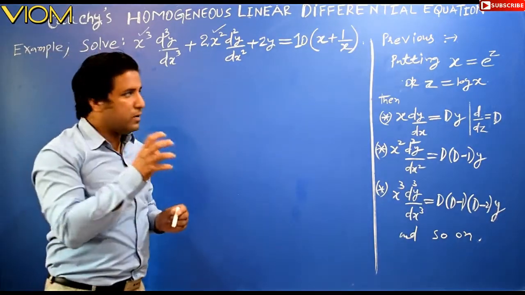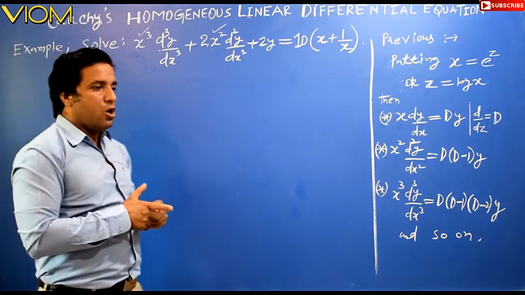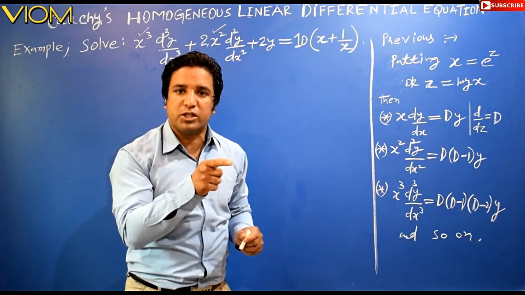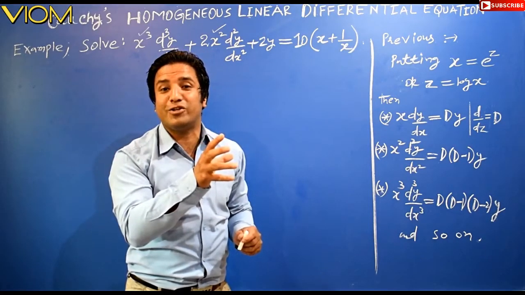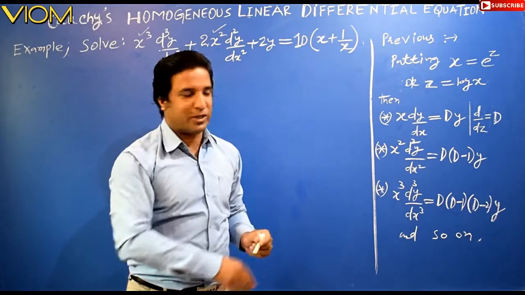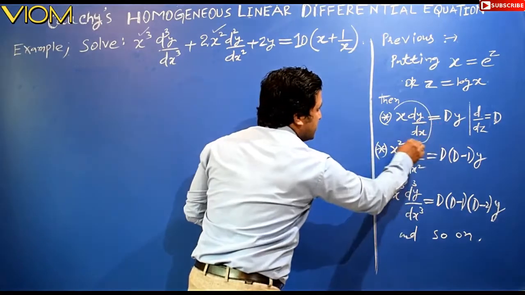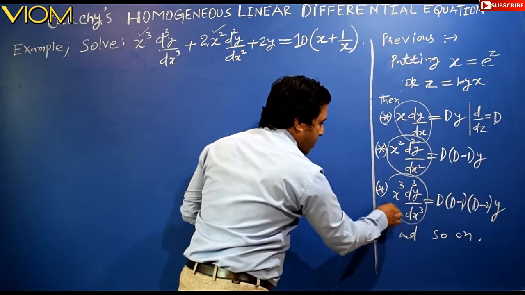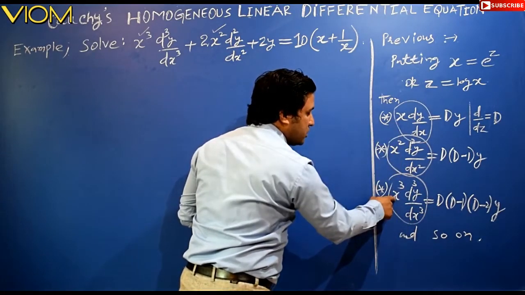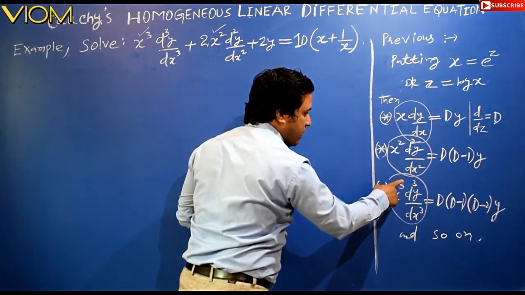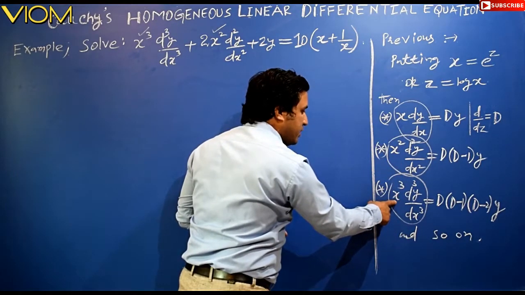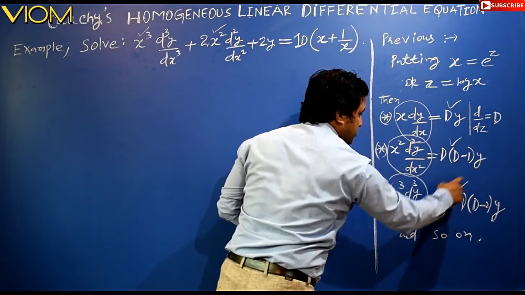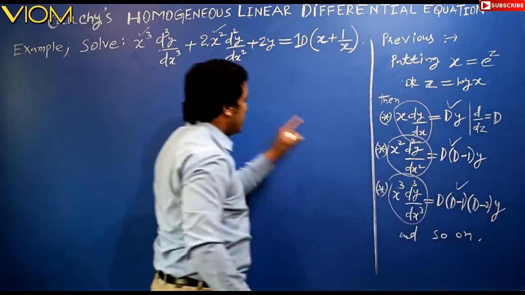So first we will use all such elements. Our first motive is to convert this Cauchy's homogeneous linear differential equation into a linear differential equation with constant coefficients. We can use this idea first. For x dy/dx, x square d2y/dx square, and x cube d cube y/dx cube, we will use the right-hand sides: Dy, D(D minus 1) y, and D(D minus 1)(D minus 2) y. We will substitute them here.